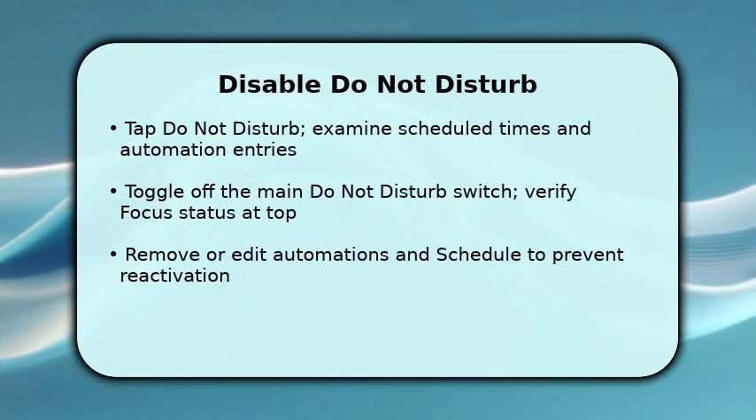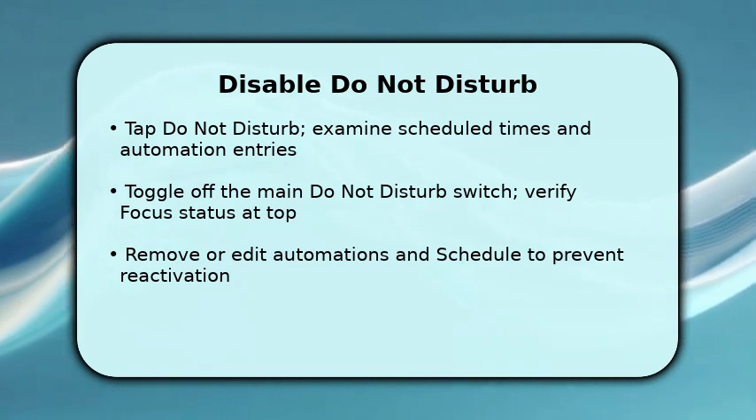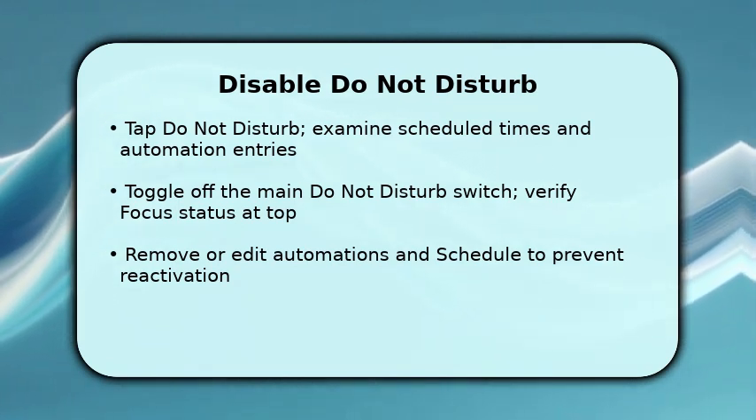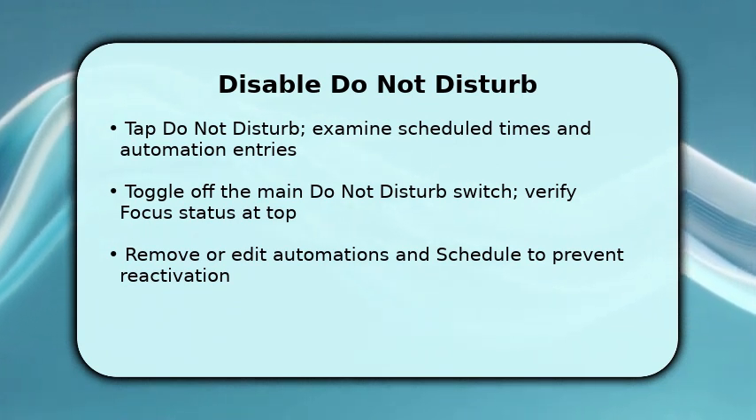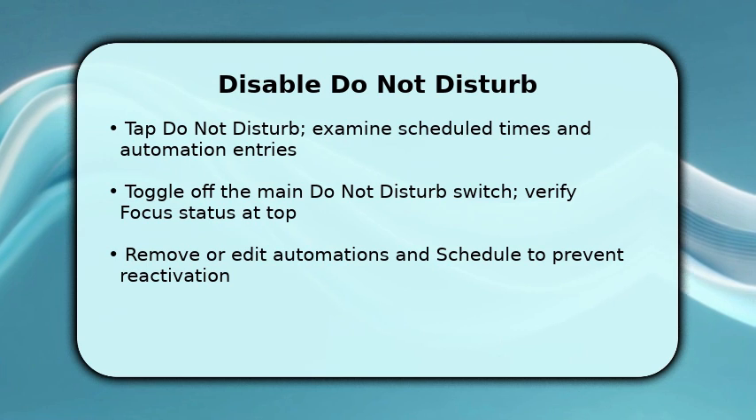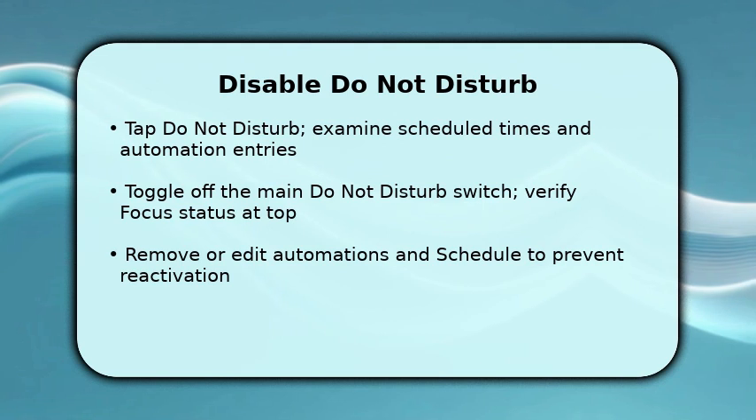Toggle the primary Do Not Disturb switch to off. This immediately restores sounds and notifications. Next, inspect scheduled or automation entries. If a schedule exists, tap it and disable or delete it to stop automatic reactivation. Make sure the focus summary at the top reads inactive or off.